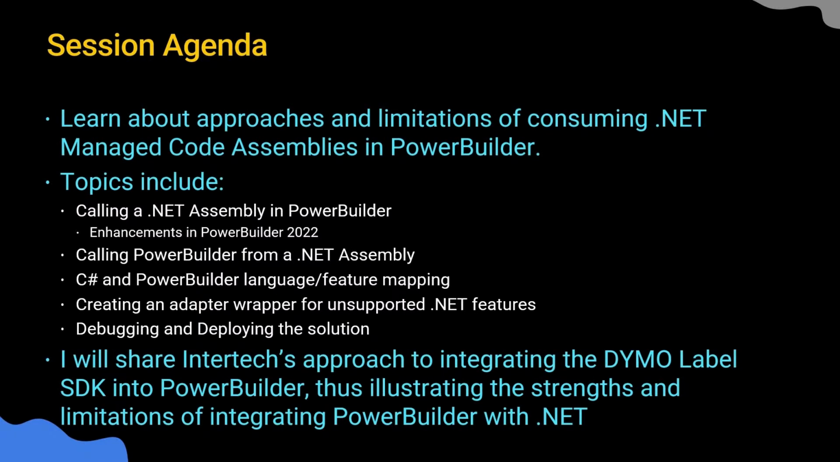Our agenda for today is to learn more about the approaches and limitations of consuming .NET Managed Code Assemblies in PowerBuilder. I'm going to talk about calling a .NET assembly from PowerBuilder and the enhancements that have been made in PowerBuilder 2022. One of those enhancements is being able to call back into PowerBuilder from that .NET assembly. I'm also going to talk about C# language and PowerBuilder language and feature mapping, and the process of creating an adapter or a wrapper for unsupported .NET features.